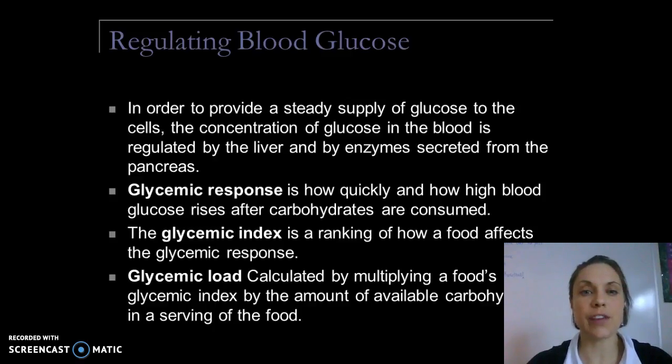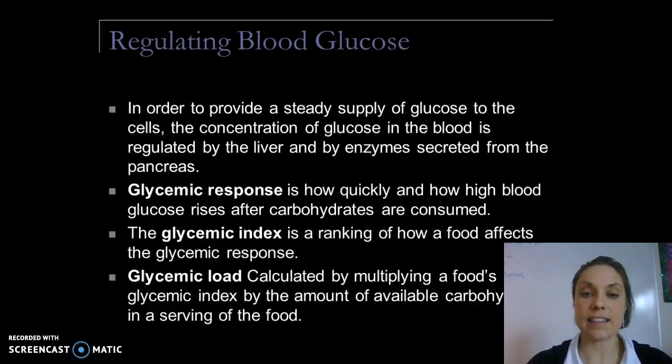So in order to provide a steady supply of glucose to the cells, the concentration of glucose in the blood is regulated by the liver and by enzymes secreted from the pancreas. Glycemic response refers to how quickly and how high the blood glucose rises after carbs are consumed.